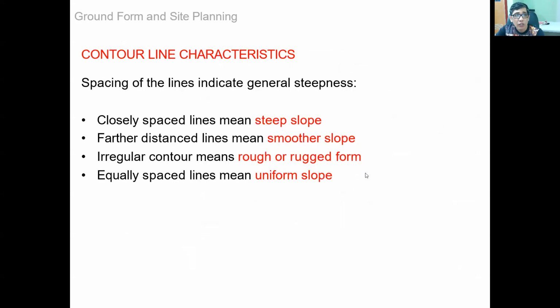Okay, so contour line characteristics: spacing of lines indicates the general steepness of the site. Closely spaced lines mean a steep slope. So if the lines are close to each other, it's a steep slope. Farther distance means it's a smoother slope. Irregular contours mean a rough or rugged slope, and equally spaced lines mean a uniform slope.